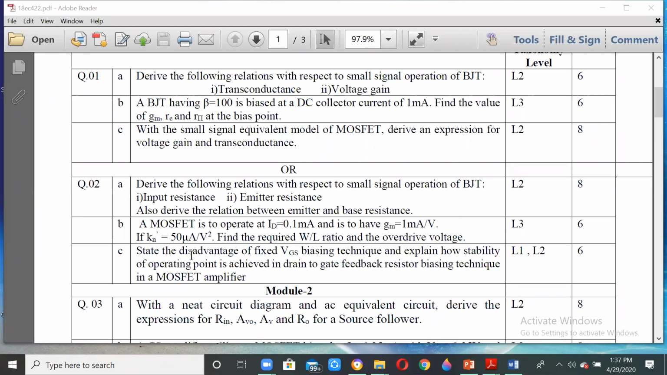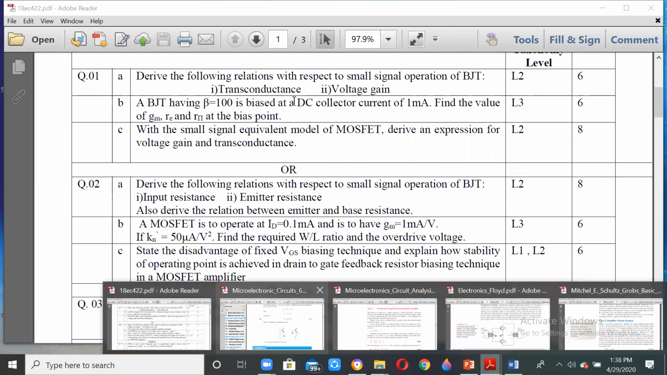Then we have: state the disadvantage of fixing VGS biasing technique and explain how stability of operating point is achieved in drain to gate feedback resistor biasing technique in a MOSFET amplifier. So this is present in 5.7.1, which is figure 5.51, page number 306. So let us go and see that.